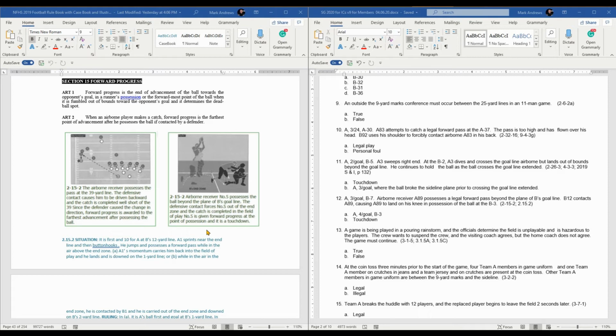All right, I hope you understand that. Forward progress, so important to give an offensive player all the progress he deserves. So in this case, the answer is B, touchdown.